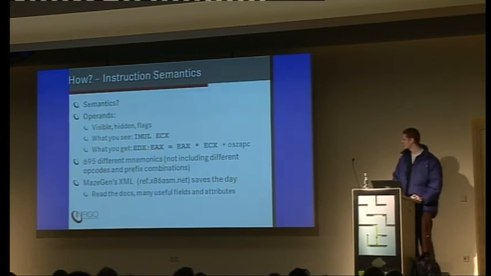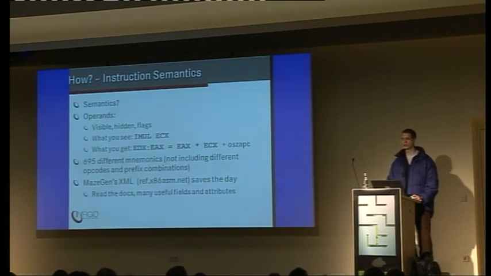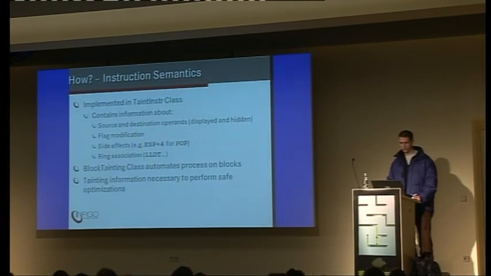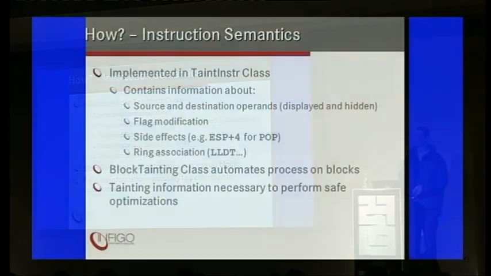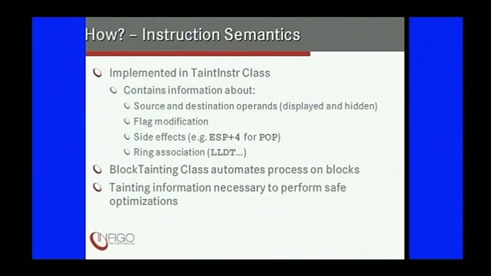Around 700 instructions are currently supported, and I use Maygen's XML that contains all the x86, 32-bit, and 64-bit opcodes and all the hidden and regular operands. So instruction semantics is implemented as a taint instruction class. For each instruction you get taint sources and destinations. This includes all the operands, hidden and visible, and all the flags: modified, read, and set to a constant value.